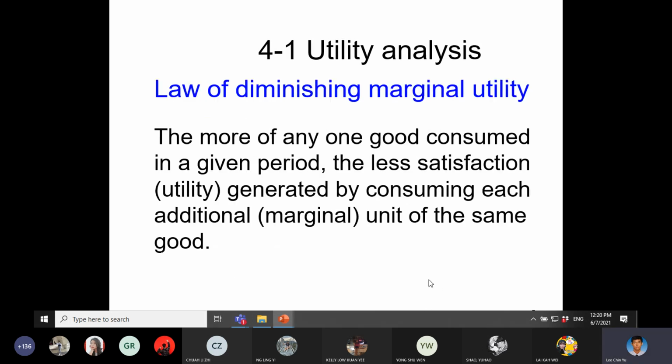It's normal, right? Because based on this law of diminishing marginal utility, normally when you consume more of an additional good in a given period, if you keep on consuming more and more, you notice that there will be less satisfaction generated by consuming each additional unit of the same good.